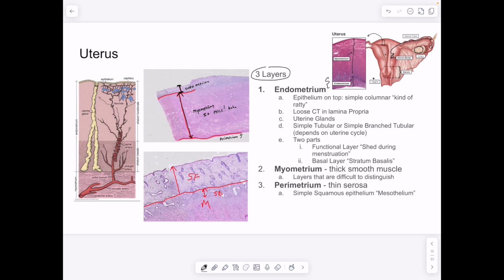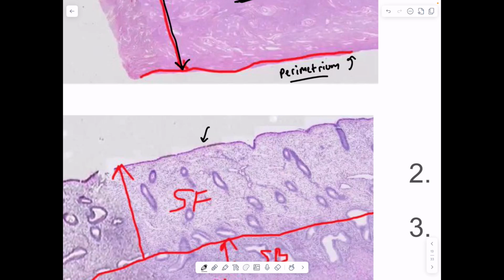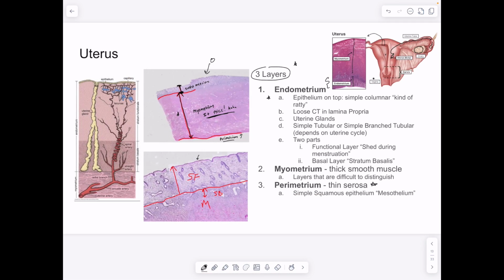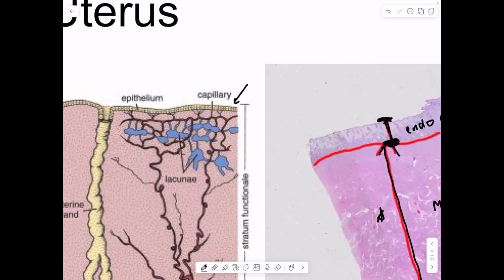There are 3 layers to the wall of the uterus. The endometrium, which is where the zygote would implant itself. Then we have the myometrium below it, a very thick muscle layer. And then below that, we have the perimetrium, which is a thin serosa. So we'll start with the endometrium. We have a simple columnar layer at the very top. Don't have a good view of it, but you can see this little diagram here. Maybe that's better.